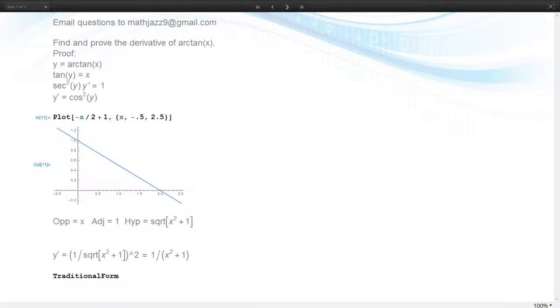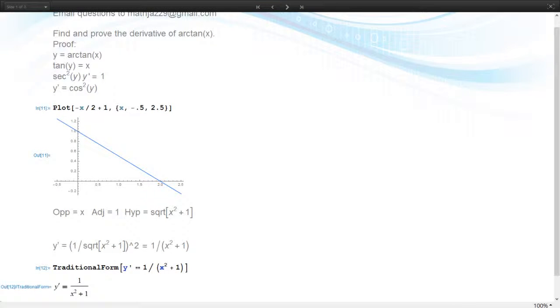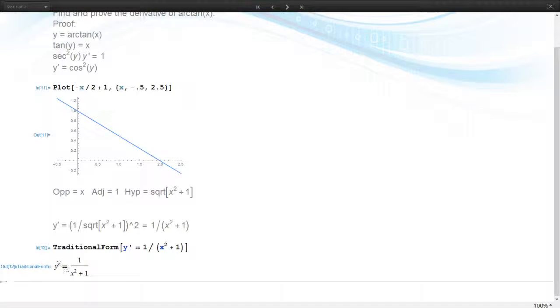And the traditional form of this is going to be y prime equals 1 over x squared plus 1. And this is our beautiful traditional form fraction.